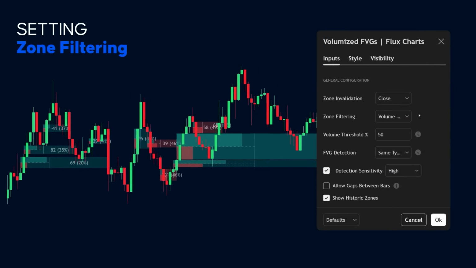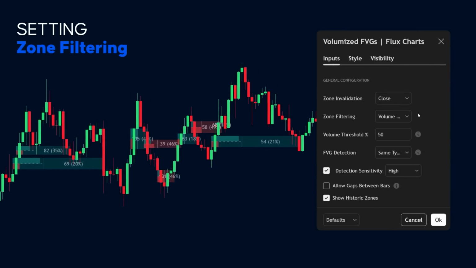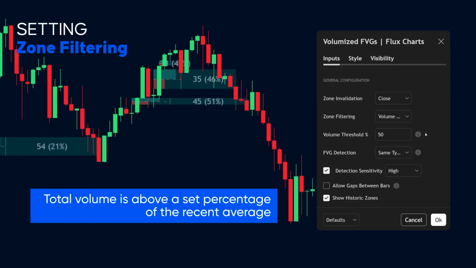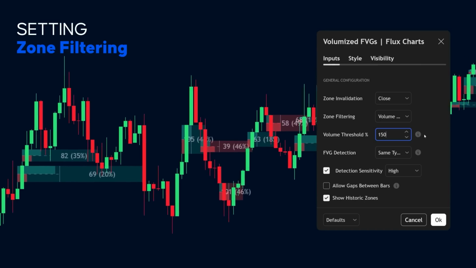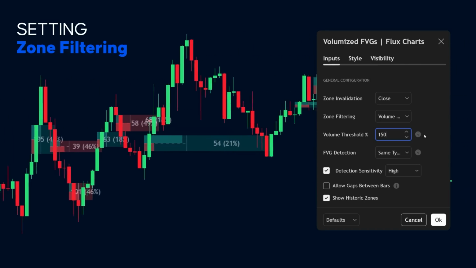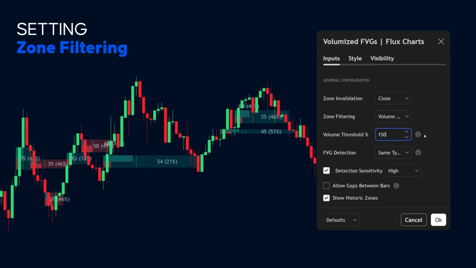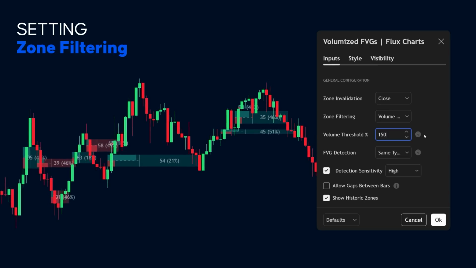The second method is the volume threshold. Instead of measuring candle size, it filters by how much trading activity actually happened. The script only shows gaps where the total volume is above a set percentage of the recent average. You can adjust the number used with the volume threshold percentage setting. So if your threshold is 150%, it will only plot gaps where the volume across the 3 candles that formed it is at least 1.5 times the average. This way, you're only looking at gaps backed by real market participation, not random, low volume moves.